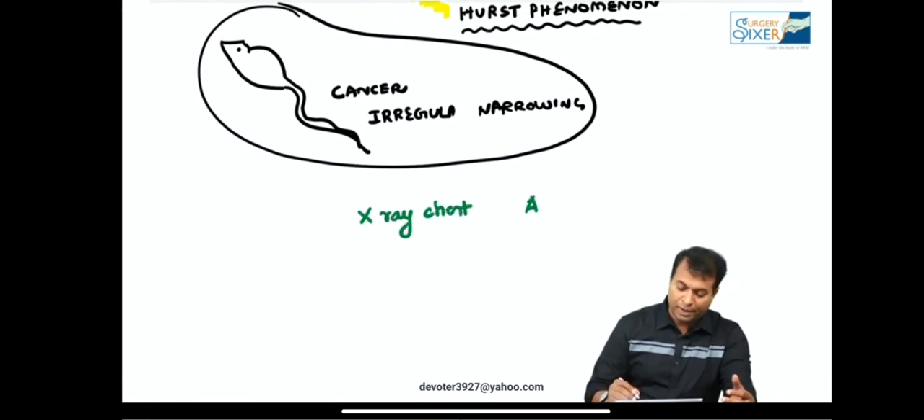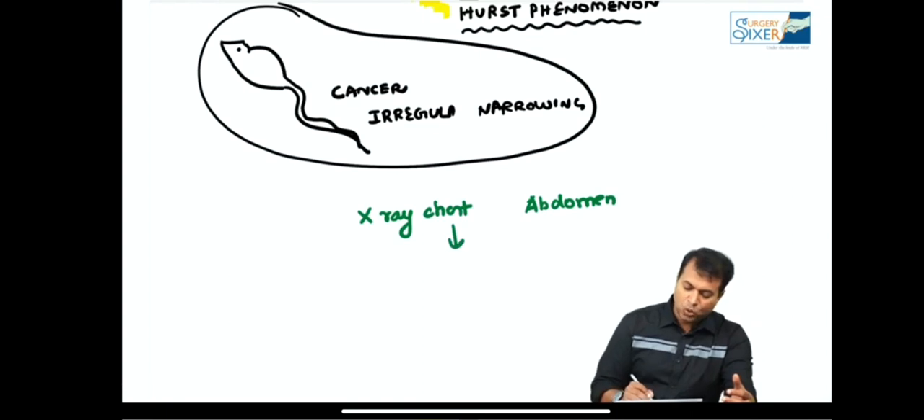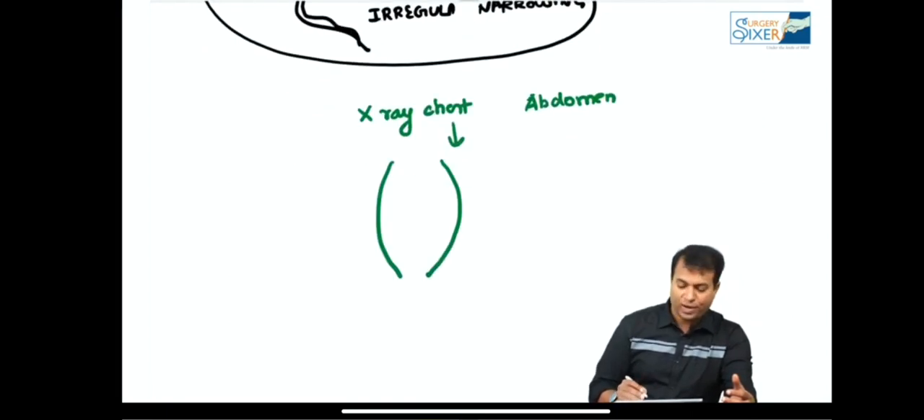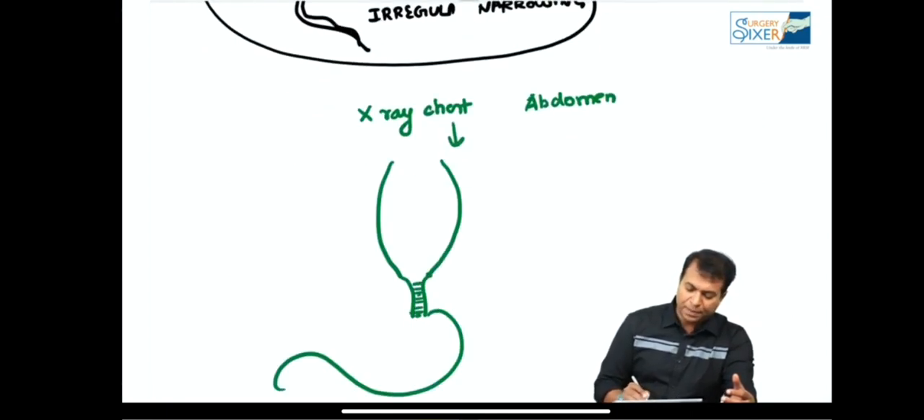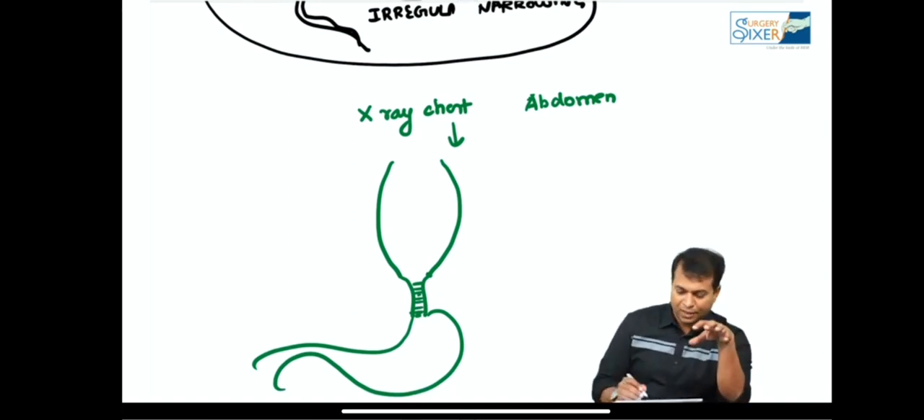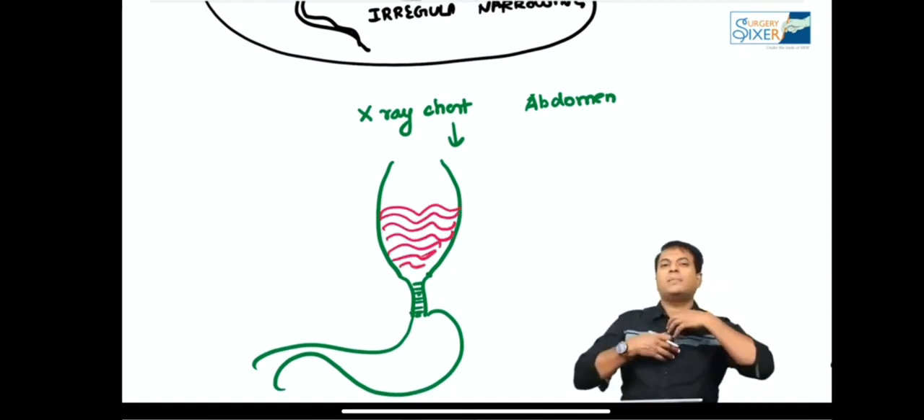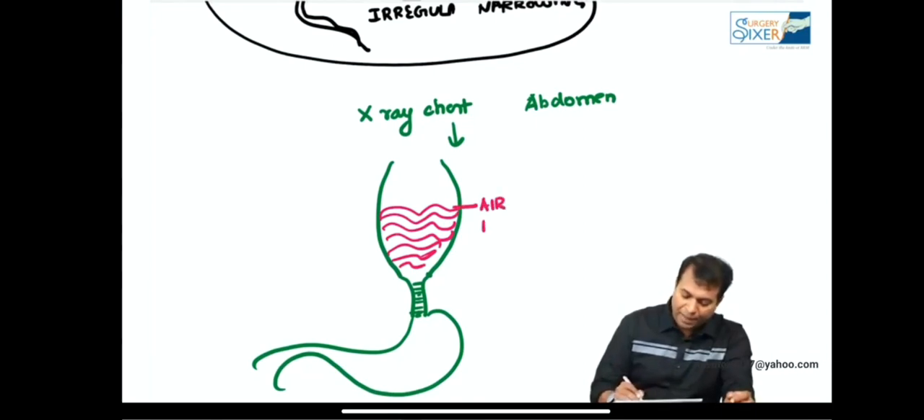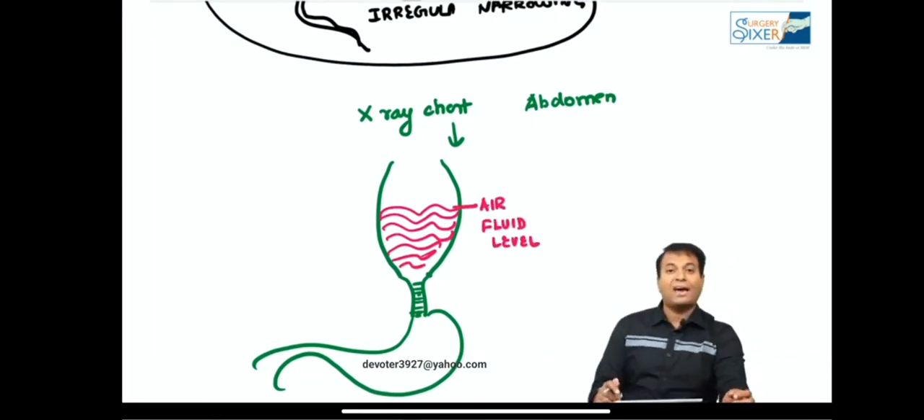High yield MCQ comes now for AIIMS. X-ray chest and abdomen. In an X-ray chest, you will get this appearance. This is a dilated esophagus in achalasia, and this is a constricted, narrowed esophagus in achalasia. This is the stomach. Now the esophagus itself acts like a stomach, and the food particles will be remaining here itself, and therefore you get an air fluid level. You will get an air fluid level in the mediastinum.